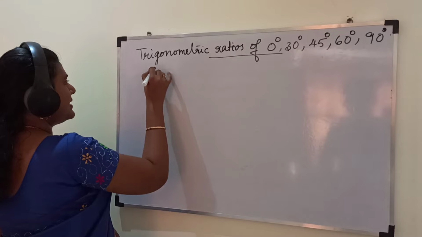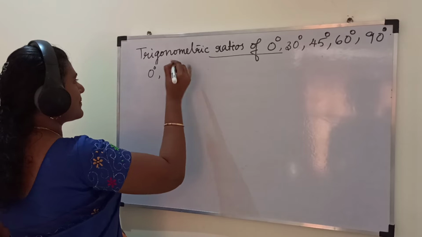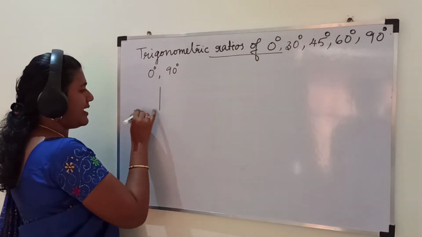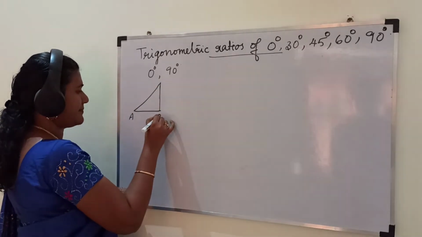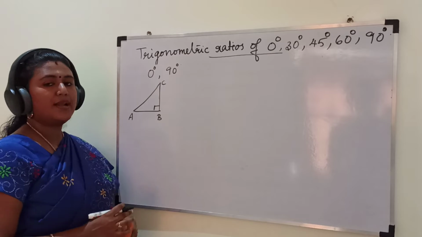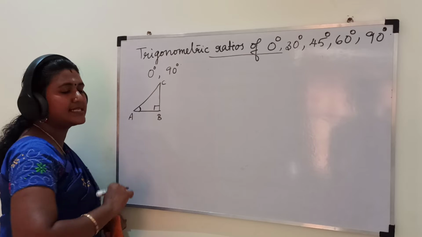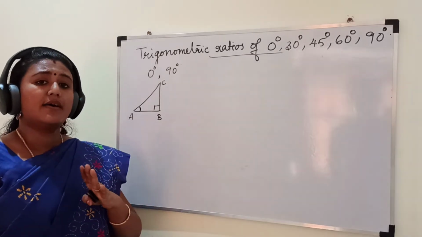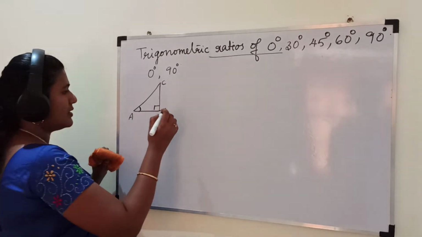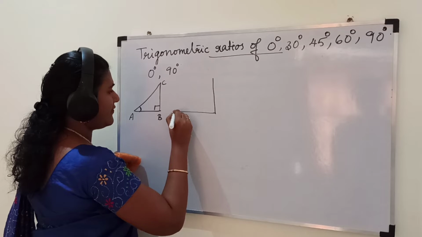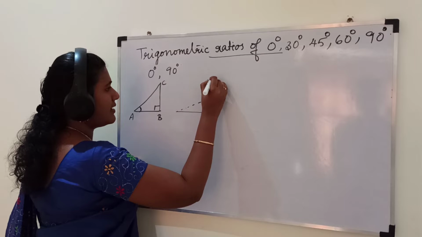So we will consider the specific angles 0 degree and 90 degree. So we have a right angled triangle ABC. Let us see what happens if this angle is 0 degree. So this acute angle A gets smaller and smaller till we get 0 degree. What happens, we will see. First, imagine A is getting very close to 0 degree.